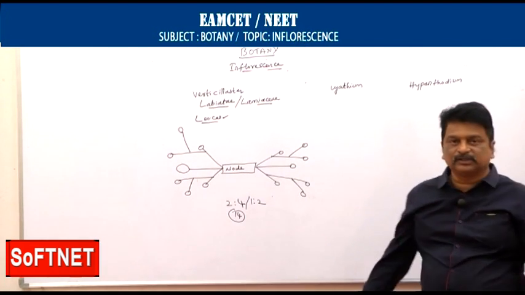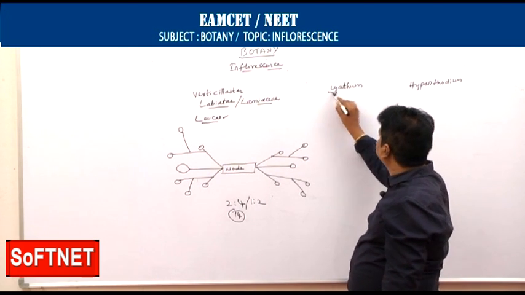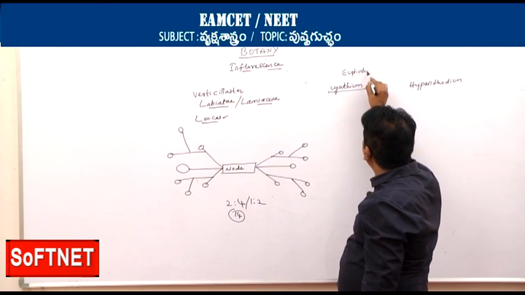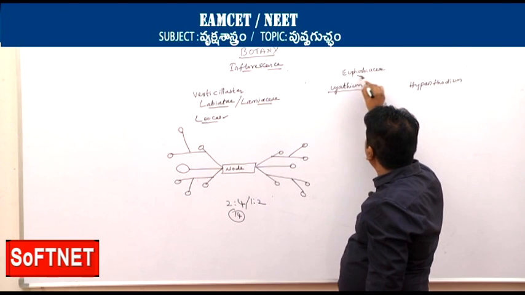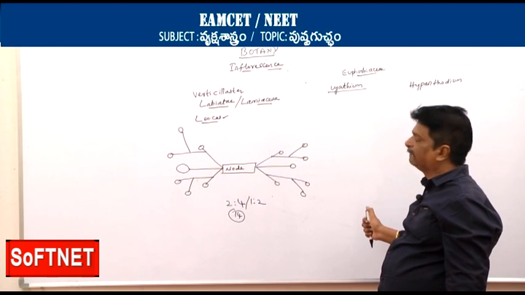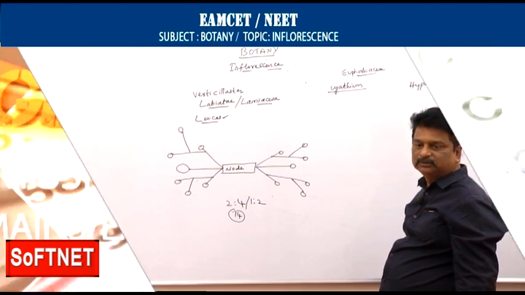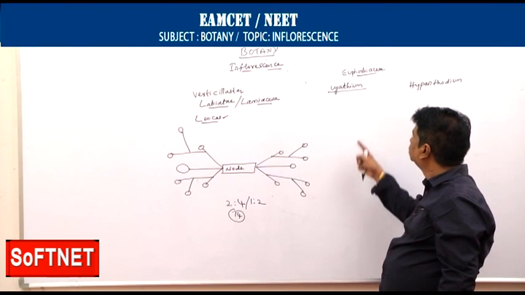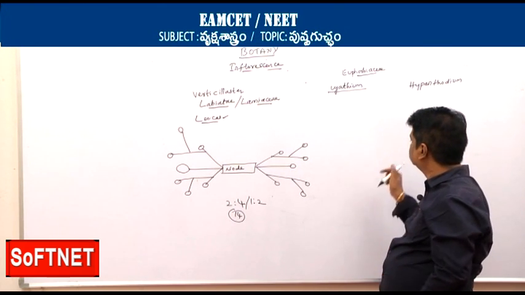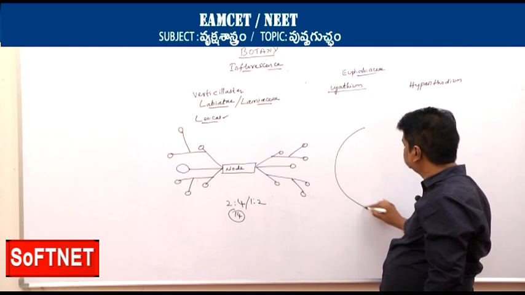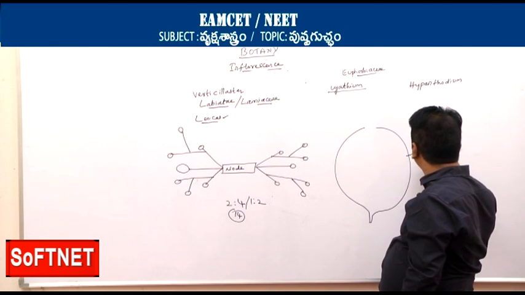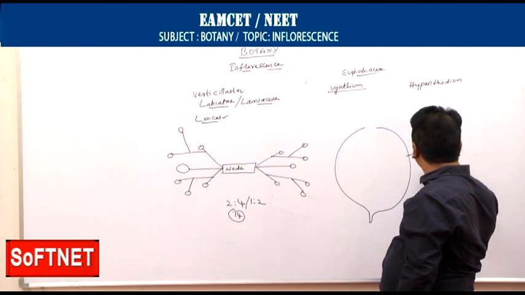The second one is cyathium. The cyathium inflorescence is common in the Euphorbiaceae family. Examples: Euphorbia and poinsettia. Cyathium is a special inflorescence that looks like a single flower. In cyathium, the bracts are united to form a cup, rightly called the involucre cup.